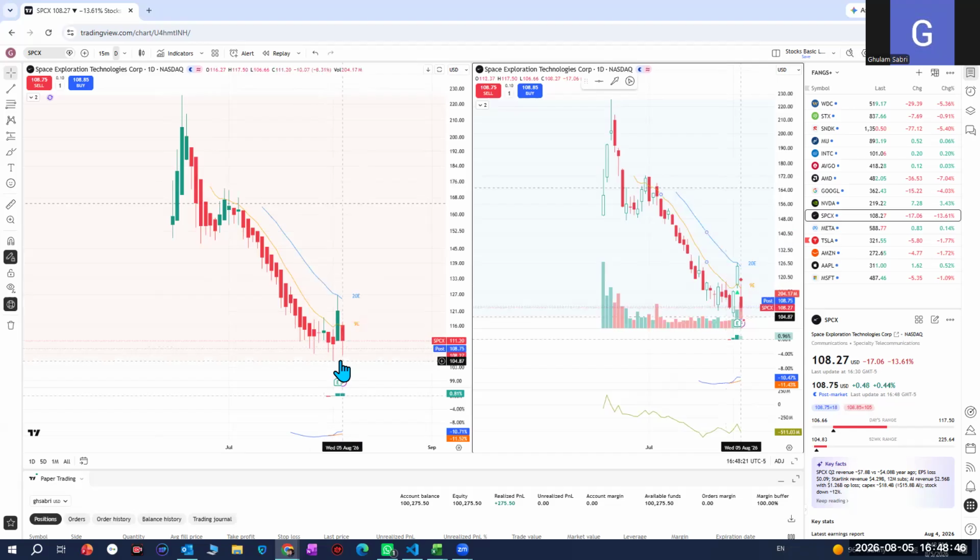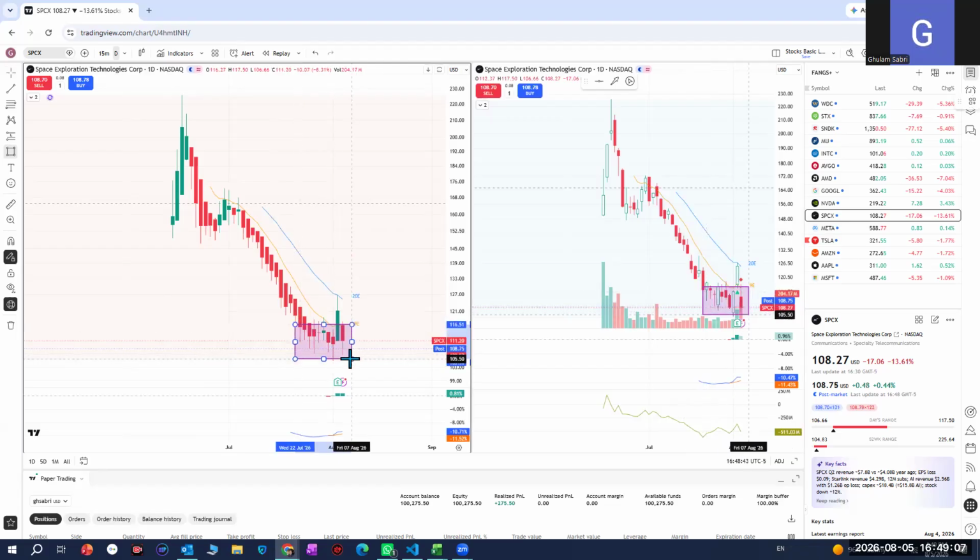Now, this low on the other day, I think it was Monday. This is important. If it breaks it, then it can keep falling. It can go to 100 and even below that. But this could be a start of a base here. Although today it has again come down to 108.